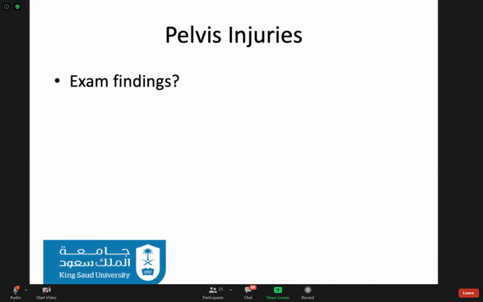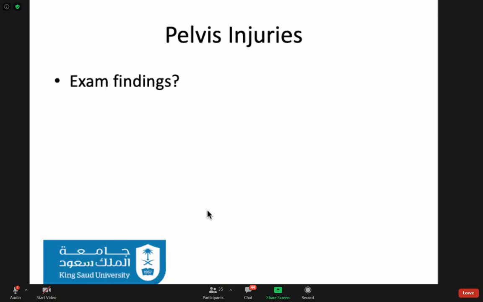Exam findings, you can have a lot of exam findings that show pelvis injury. So you can have bruising, lacerations, exposed bones, limb length discrepancy, which is what I showed you earlier in the patient who had the blue cast on his right lower extremity. So it was shortened, it was internally rotated. You can have external rotation, pelvic instability on examination during the C portion of the primary survey.